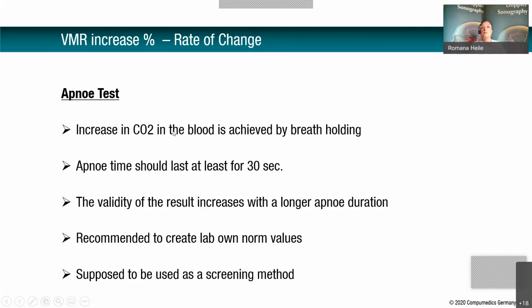So what needs to be cared for in this test is that people are just simply holding the breath and not doing a deep breath, just like stop breathing. And then they should hold it for at least 30 seconds, which is not possible for every patient. So also that becomes quite difficult to do.